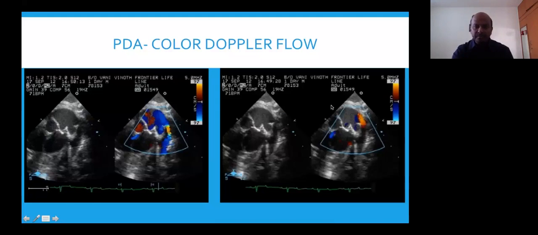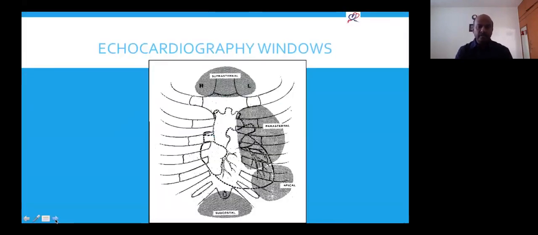So this is a parasternal short axis view, a high parasternal short axis view, typically called the ductal view. And it's important for you, if you have an echo machine in the ICU, to continuously practice this view so that you can determine the views.